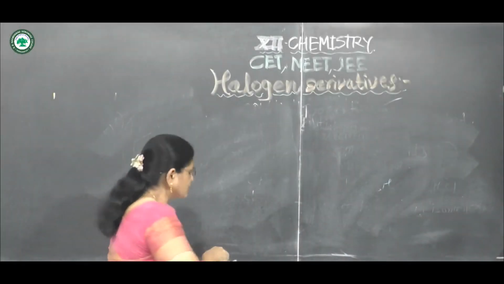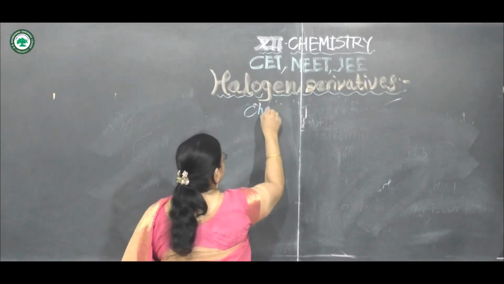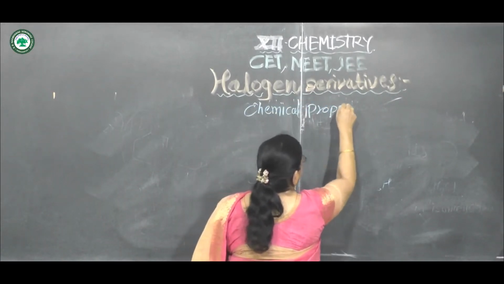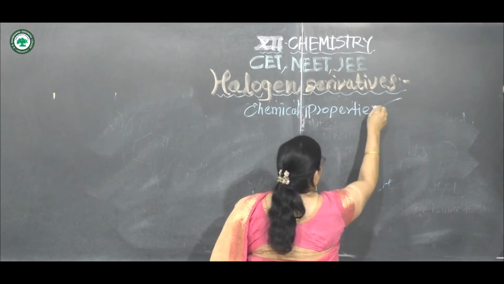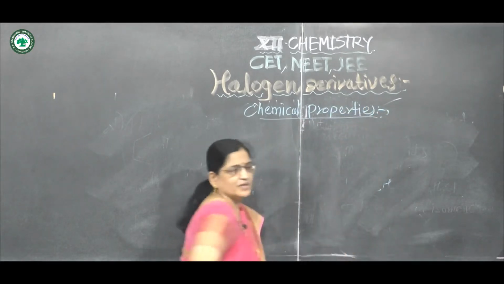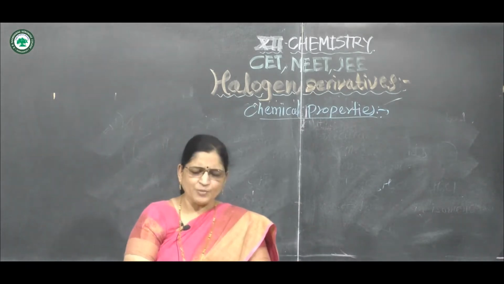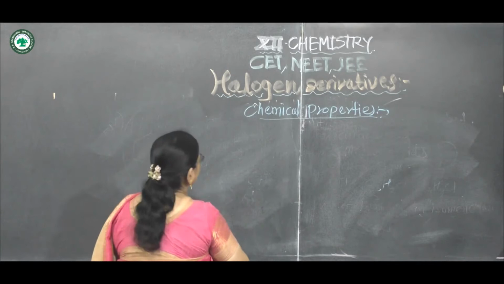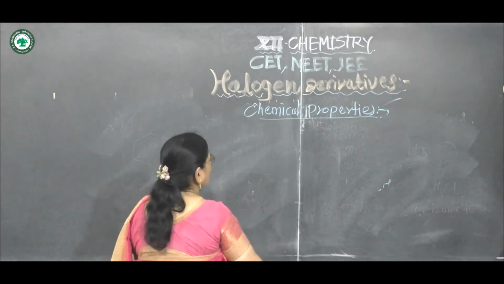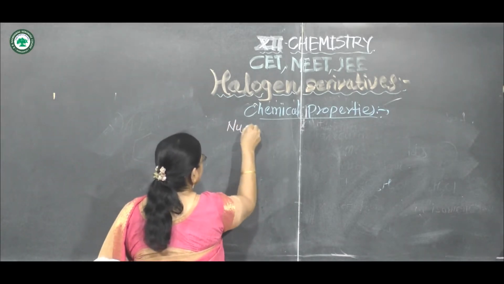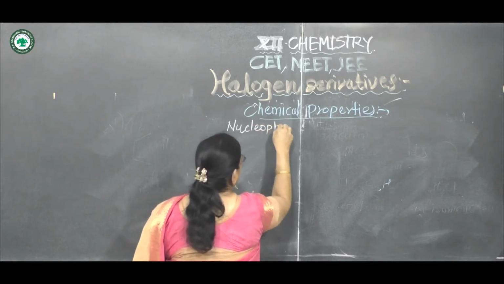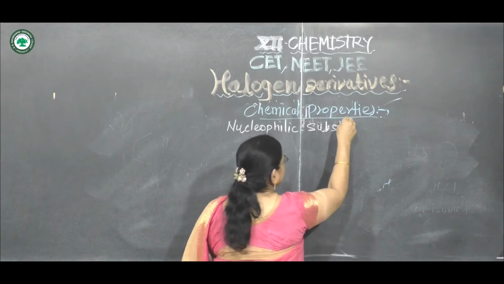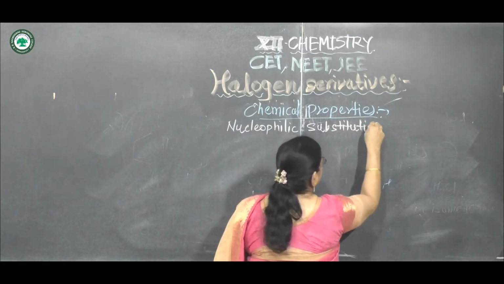Chemical reactions of halogen derivatives. Chemical properties. Then which are chemical properties? First of all, that is nucleophilic substitution reaction. The first chemical property is nucleophilic substitution reaction.